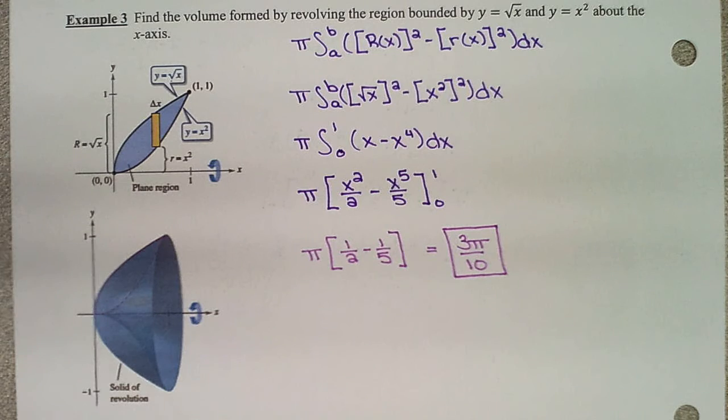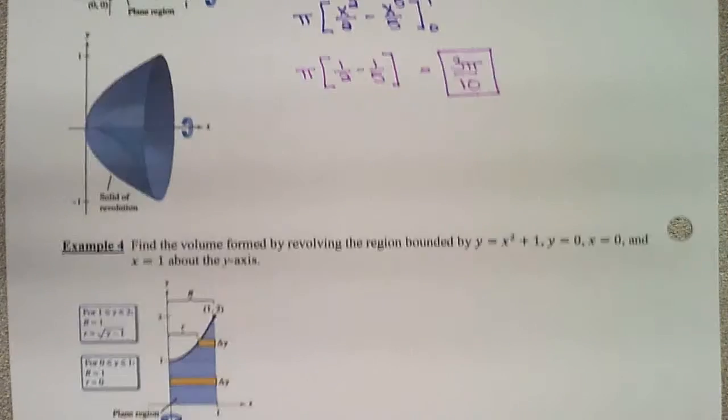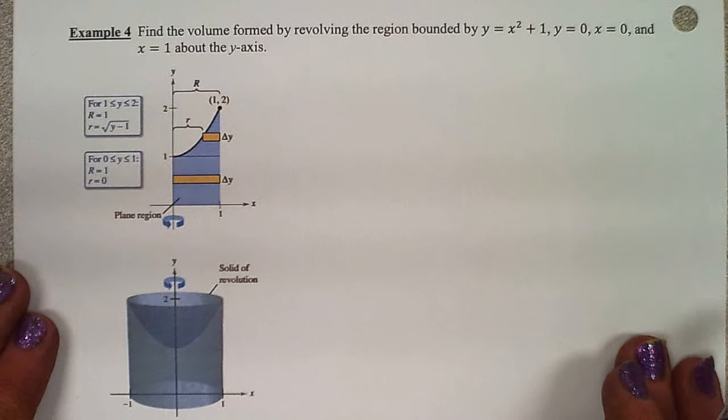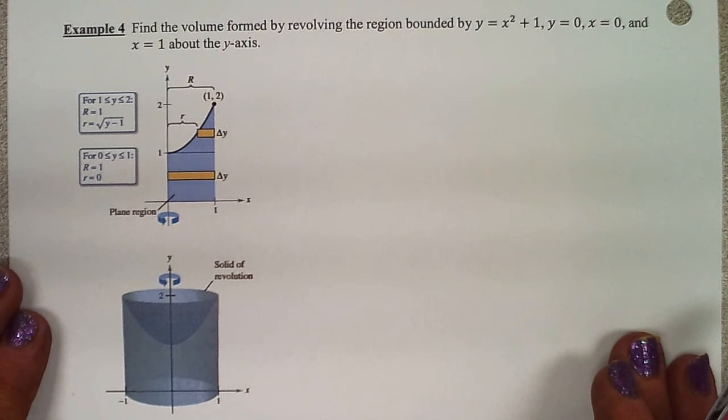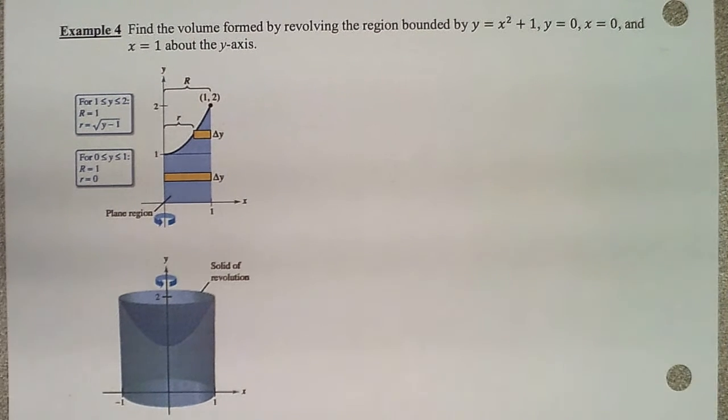And then the last problem, example 4. Example 4 tells us to find the volume formed by revolving the region bounded by y equals x squared plus 1, y equals 0, x equals 0, and x equals 1 about the y-axis. So this is the first one that we've done that hasn't been around the x-axis, it's been around the y.